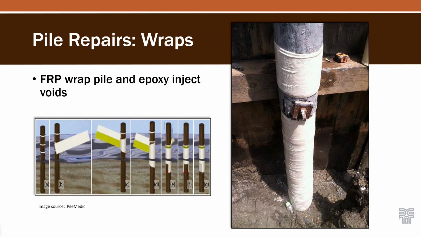Okay, so this is one option. You can do an FRP pile wrap. You can do epoxy injection into some of the voids. And here's an example of what that might look like. There's lots of different manufacturers out here that specialize in wrapped products. A lot of them can provide you some engineering guidance along with it.